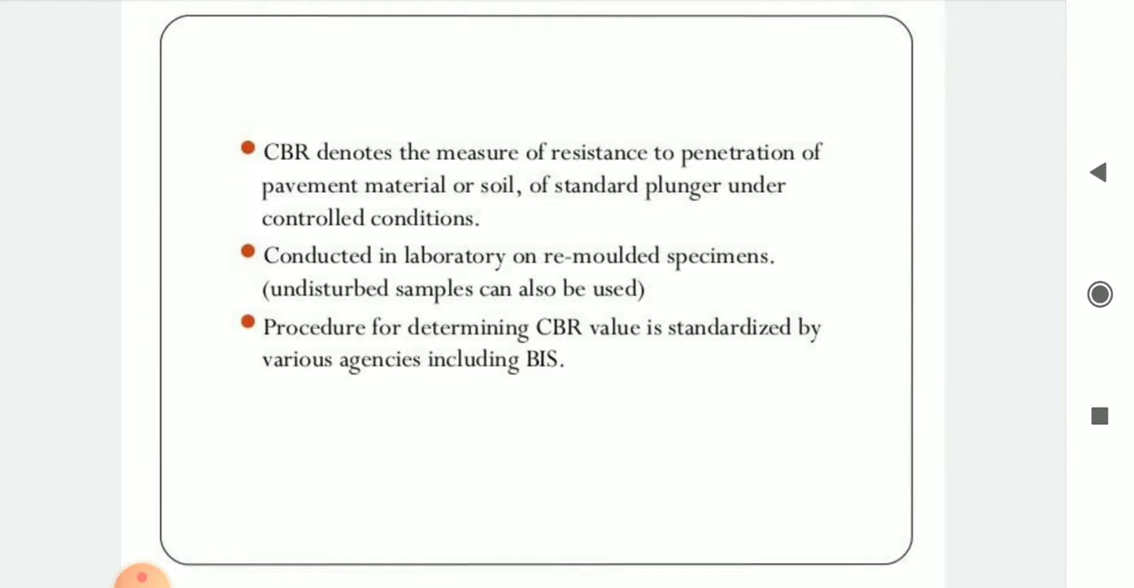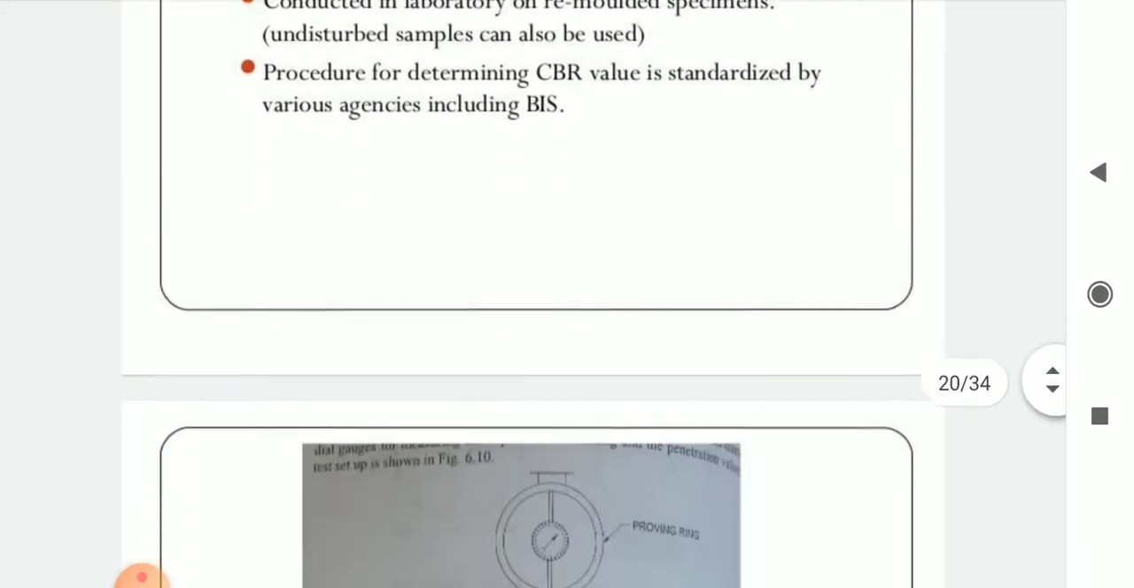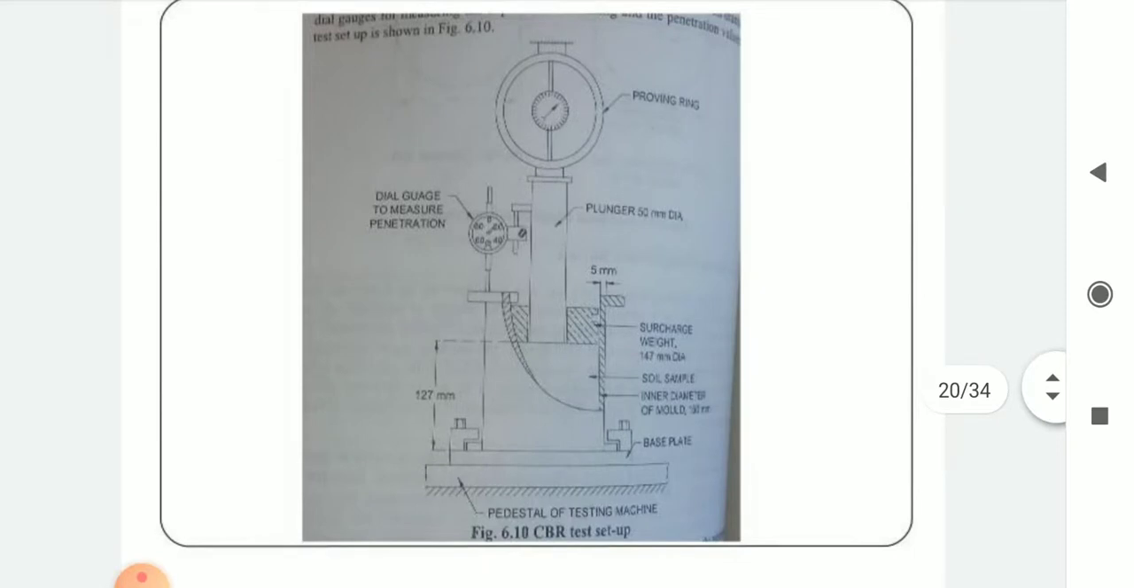CBR denotes the measure of resistance to penetration of pavement material or soil by a standard plunger under controlled conditions. It is conducted in the laboratory on remolded specimens. Undisturbed samples can also be used. The procedure for determining CBR value is standardized by various agencies including BIS. You can see in the graph the CBR test setup. Here the proving ring, plunger, dial gauge to measure penetration, and the pedestal of the testing machine have been shown in the figure. This is all about the setup of the CBR test.